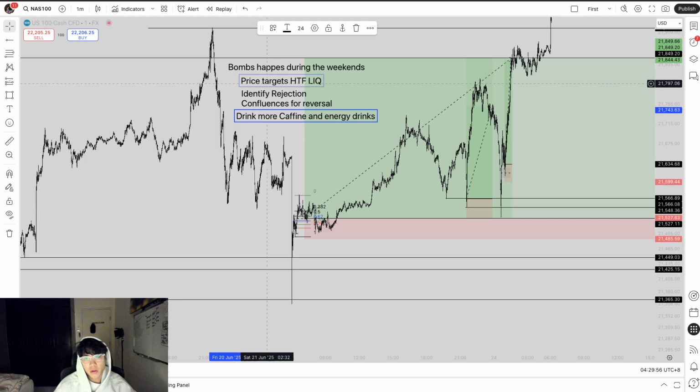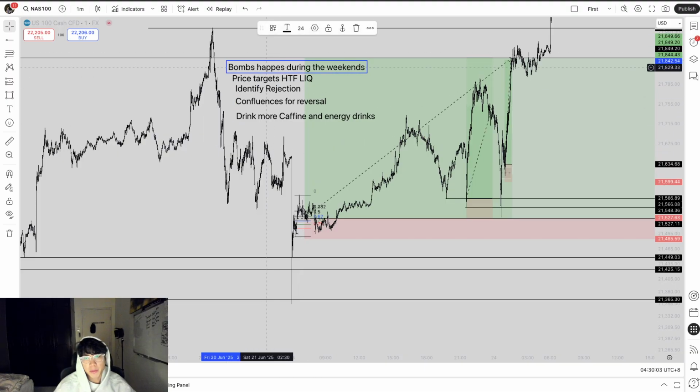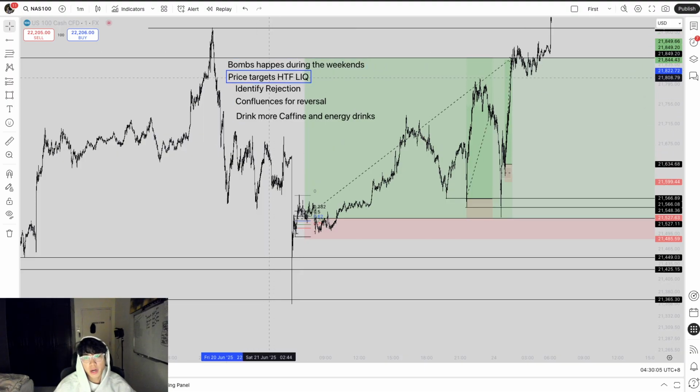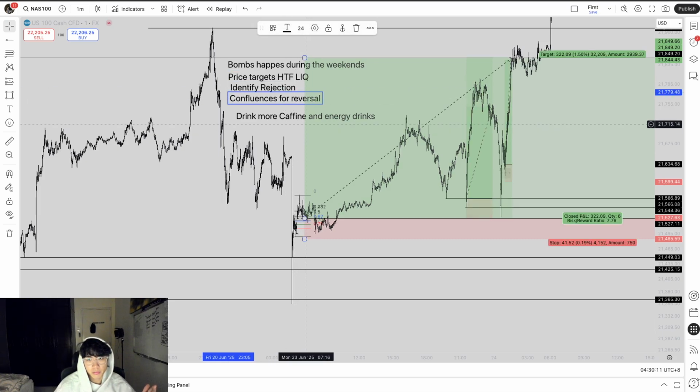Okay, so basically just follow these steps. Remember, these bombs happen during the weekends. Price will target high time frame liquidity after that. Identify rejection and confluences for the reversal.